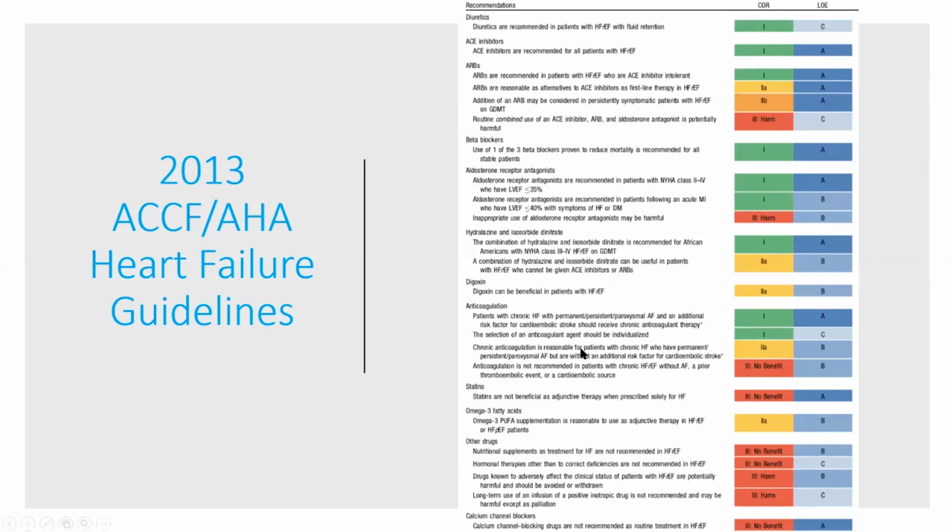Other than that, we go down to hydralazine and isosorbide dinitrate combination therapy for the African American population. Class 2A indication for other patients, and digoxin comes with a class 2A indication. Anticoagulation is not recommended in patients with chronic heart failure with reduced EF without atrial fibrillation, without a prior thromboembolic event, without a cardiac embolic stroke. This is a class 3 indication. Do not do it if none of these are present in patients with heart failure with reduced EF.